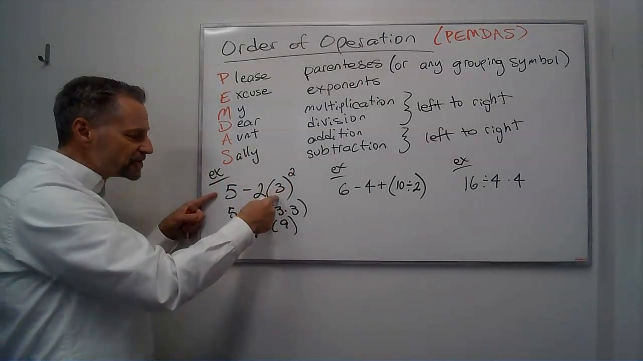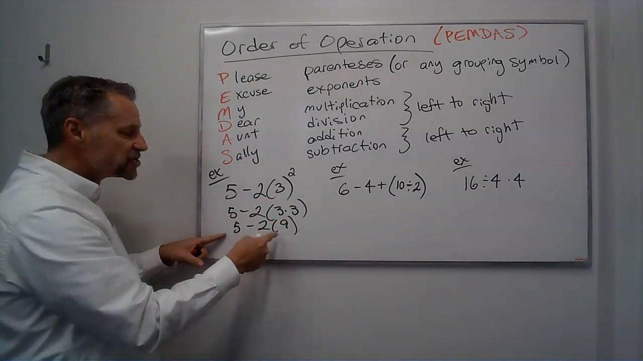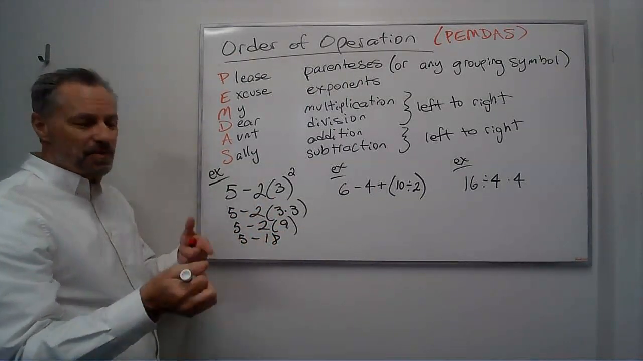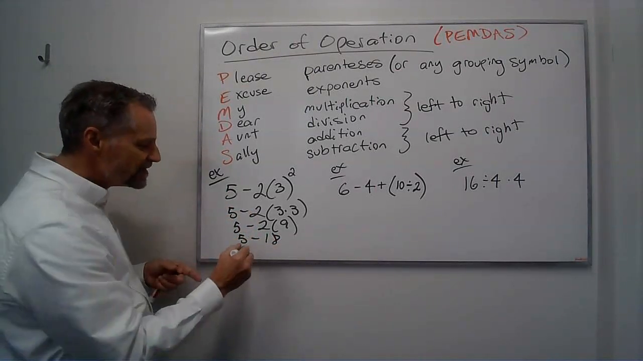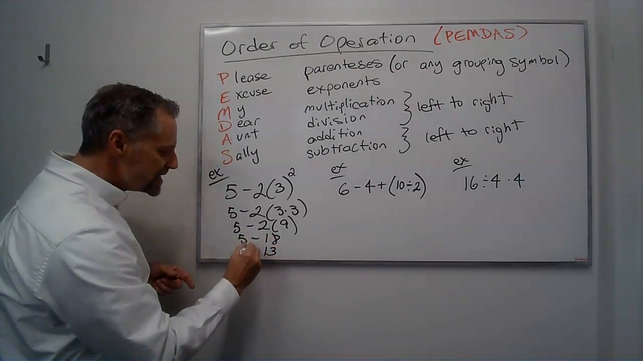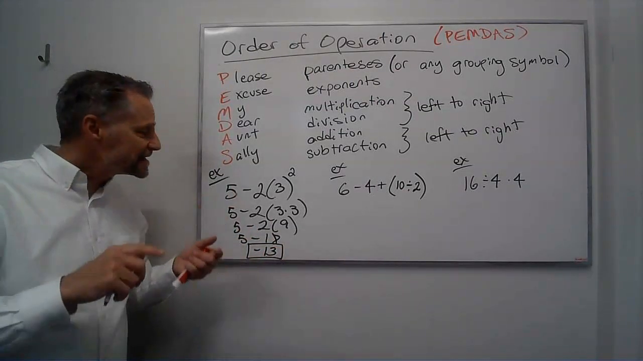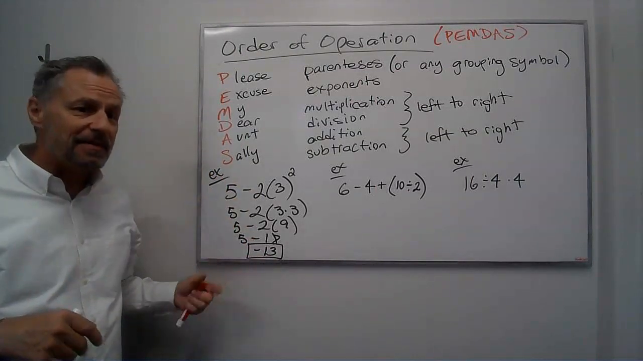So I did the exponents, then I did the multiplication. Now I'm going to do the multiplication. 2 times 9 is 18. 5 minus 18, remember you subtract the numbers, the bigger one's negative, so you keep the negative. This comes out to negative 13, and that's my answer. Okay, so practice these. You may want to write these down on your own and go through the steps on your own, make sure you get the same answer.